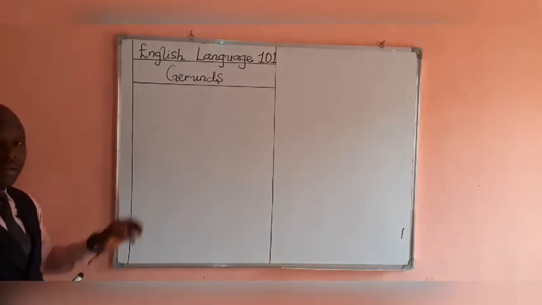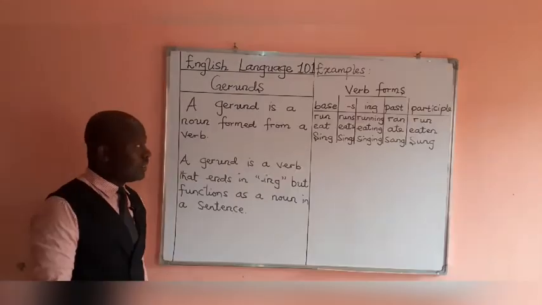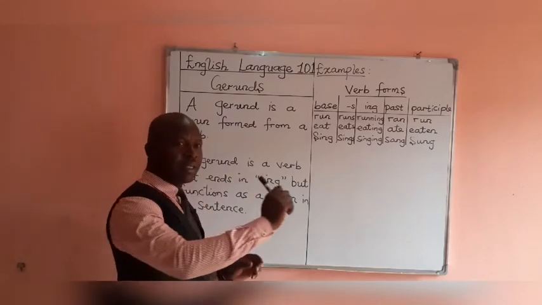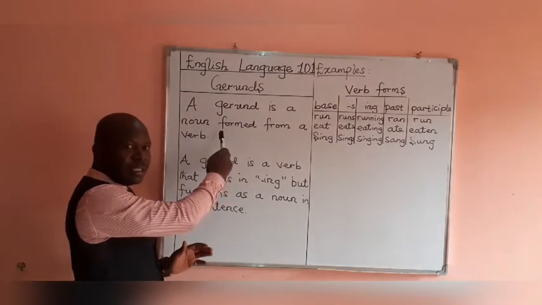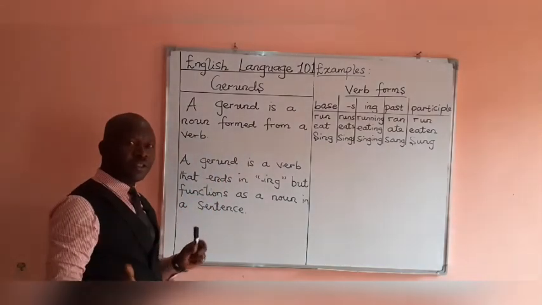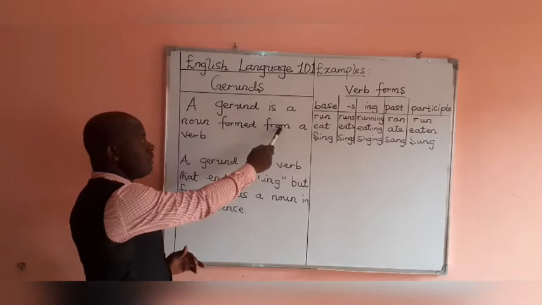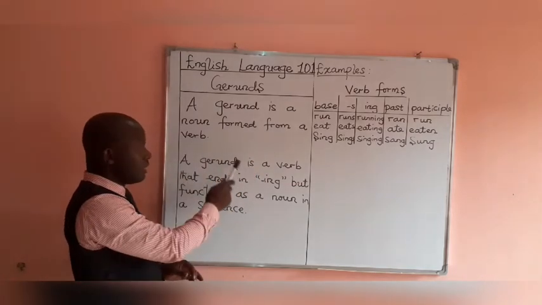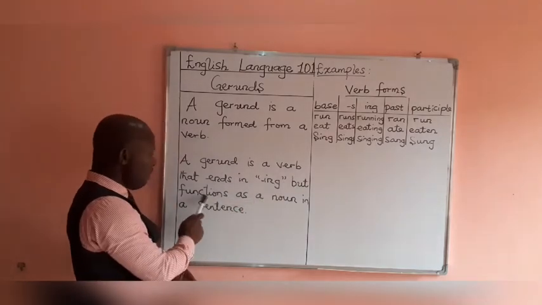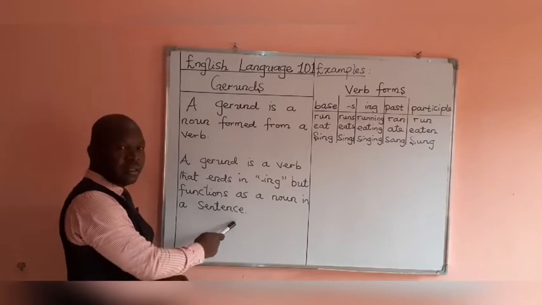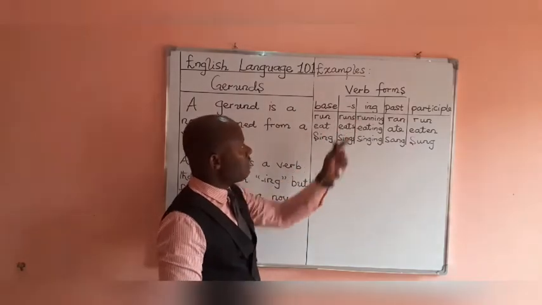Let me write this on the board so that we can have a better understanding of it. Right then, we are going to write the verb forms. But before we go there, let's look at the definitions that are here on the board in case you need to make reference to them. Quickly, once more, a gerund is a noun formed from a verb. A gerund is a verb that ends in ing but functions as a noun in a sentence. Okay, that's for reference.